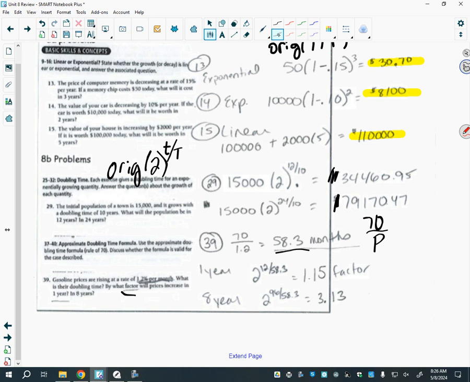And again, pay attention that the units have to be the same. So this is per month, but then they ask for 1 year. So you have to change it to months. It needs to be months and months or years and years. And so that's why I changed it to 12 for 1 year and 96 months for 8 years. And then that means in 8 years, it would increase by a factor of 3.13. So if gas prices were $3 a gallon, you would take $3 times 3.13, and that would be the new price. They're more than tripling is what we're seeing.